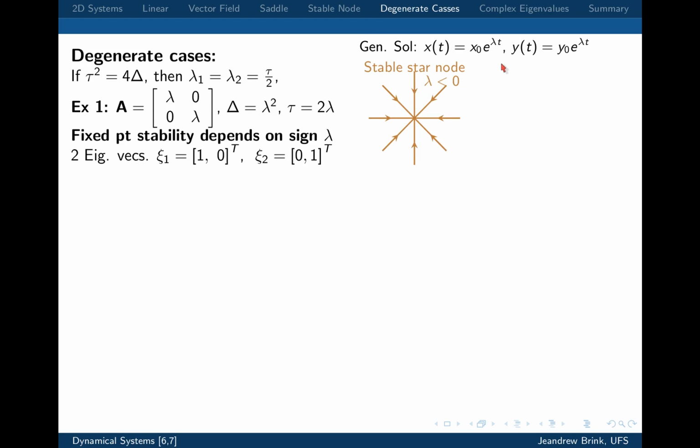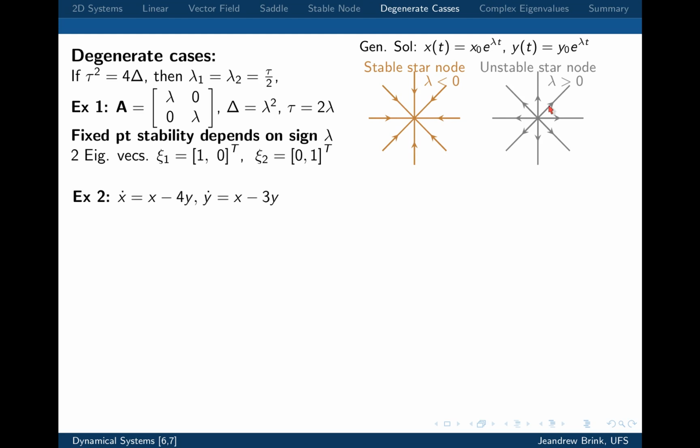If you pick any point, and lambda is less than 0, it's just going to flow into the origin along that line. We could call this a stable star. It's an example of a degenerate node, where the eigenvectors are (1, 0) and (0, 1). So it basically flows into the origin. Similarly, if you have lambda greater than 0, the thing is going to flow out. So this is where, if you have an unstable node, the arrows simply flow out. So that's your one degenerate case.